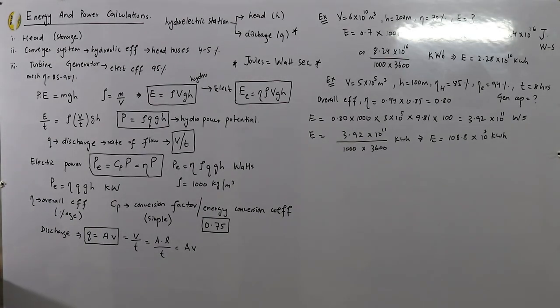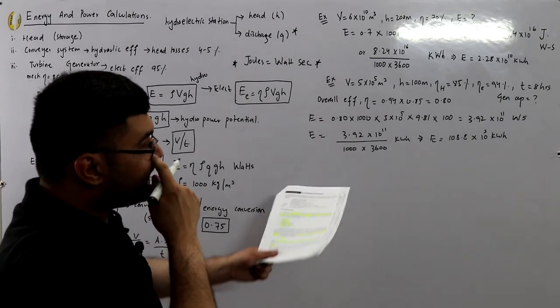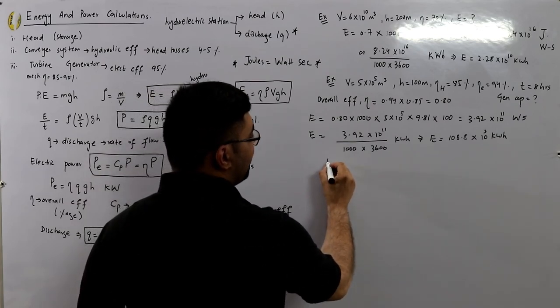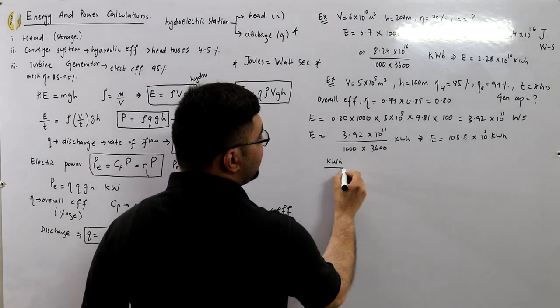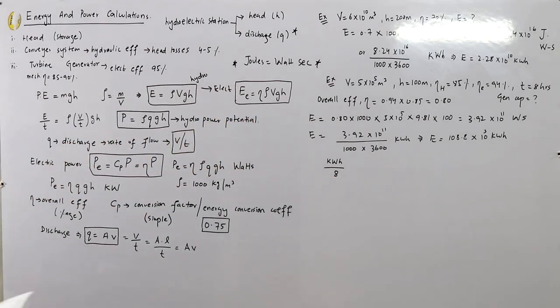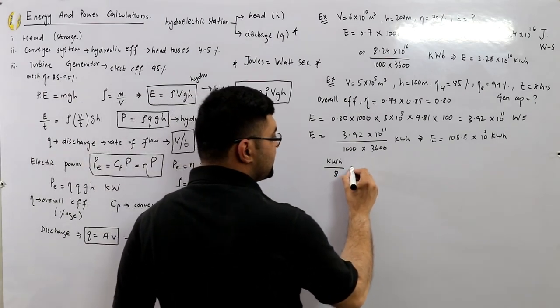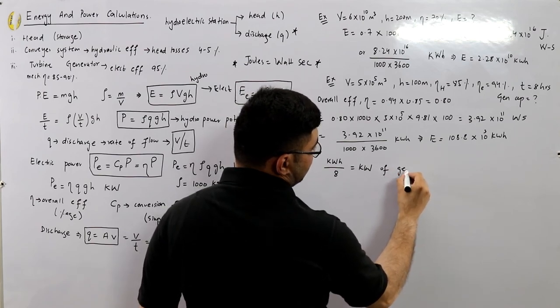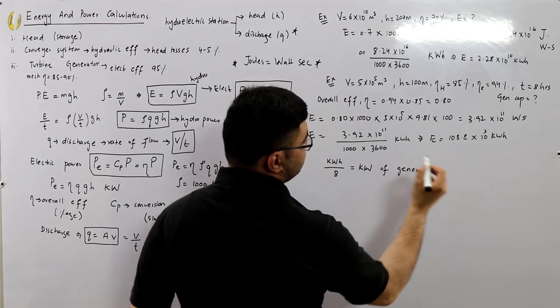Right? Yes. Now, the time is 8 hours, so you divide this by 8. The kilowatt hours divided by 8 would give you the size of the generator, the kilowatts of the generator. Basically, the generator rating is not in kilowatts, but for now, let's consider it. Kilowatts of the generator. Fine.